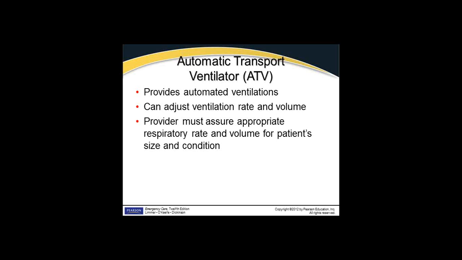And you would determine what your volume would be, your tidal volume, and then your ventilatory rate, which we know is typically somewhere in about the 10, 12, 14 per minute category. We can sometimes select how much oxygen we're going to do this with, but that's usually about the extent of what you get out of an automatic transport ventilator. The provider must assure appropriate respiratory rates and volumes for the patient's size and condition. So you're going to have to monitor this patient very closely.